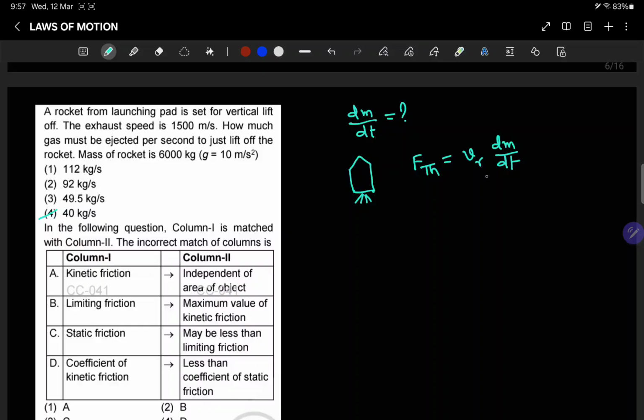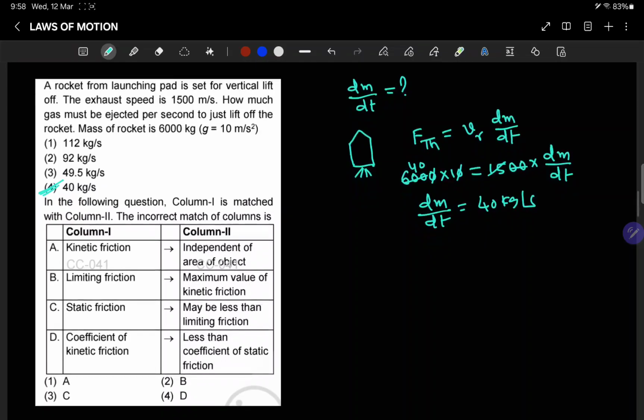Now the question asks dm by dt. Thrust force is nothing but mg. Here 6000 into g, 10, equals the speed given, 1500 meter per second, into dm by dt. Formula based question only, students. Two zeros cancel here, 60000 by 1500. So dm by dt is nothing but 40 kg per second. So 40 kg per second, fourth option, students.